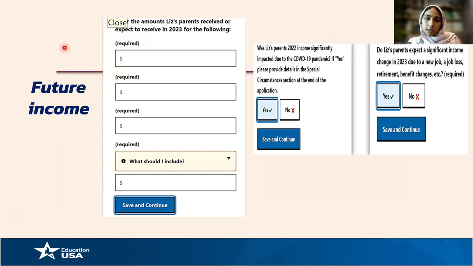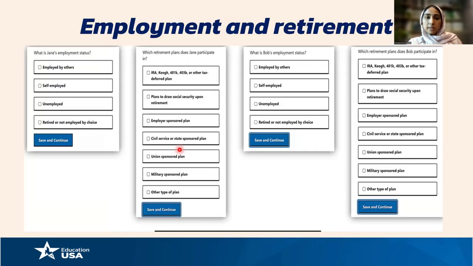And then this is the future income section. A lot of students say that their parents do not work a job, their income is based on a business, and they don't know for sure what they will be getting in the next month or year. Therefore, you can put in an estimate here, but it should be a good, accurate estimate and a guess of what they're making, looking at their current income and everything. So again, this section will be answered more accurately by your parents, so make sure they're there to help you through this. Then the employment and retirement section is here.